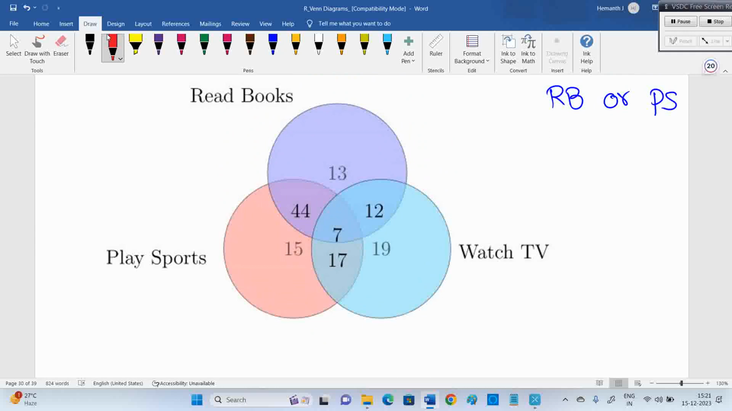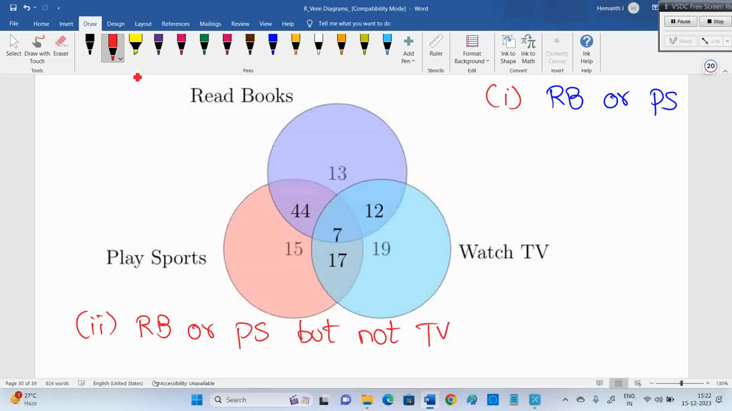And for your better clarity, I'll give one more question below. The first question is they ask read books or play sports, right? My second question, for the same data: read books or play sports, but not watch TV. This first one is different, this one is different. At least now you can get the clarity. The second question is giving some clarity for the first one.